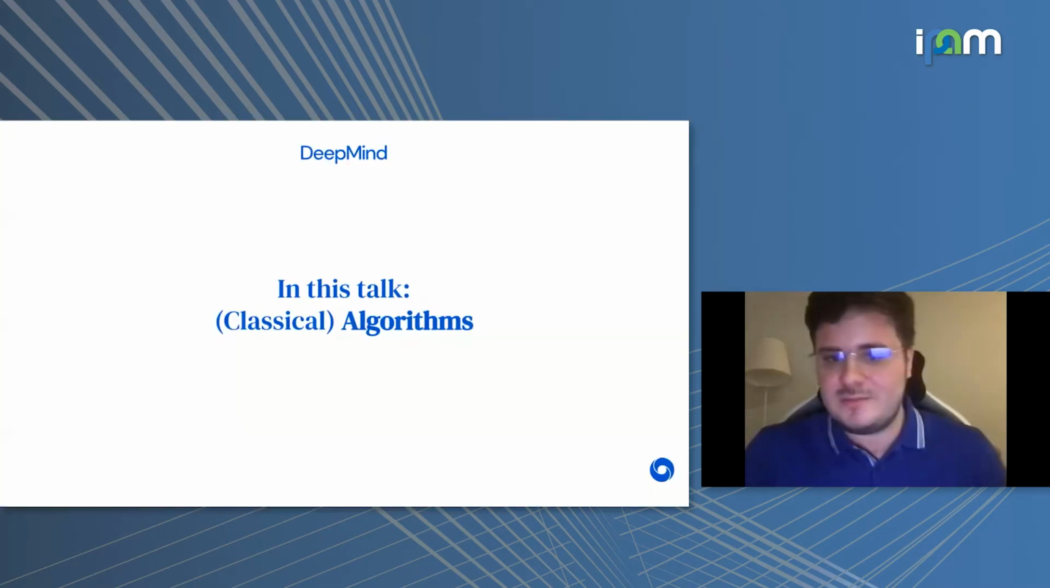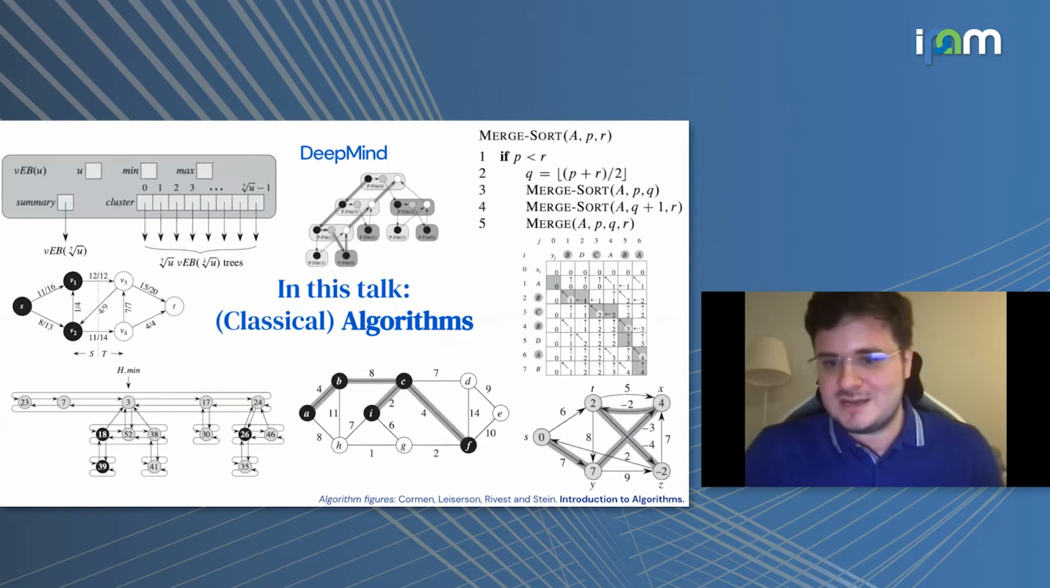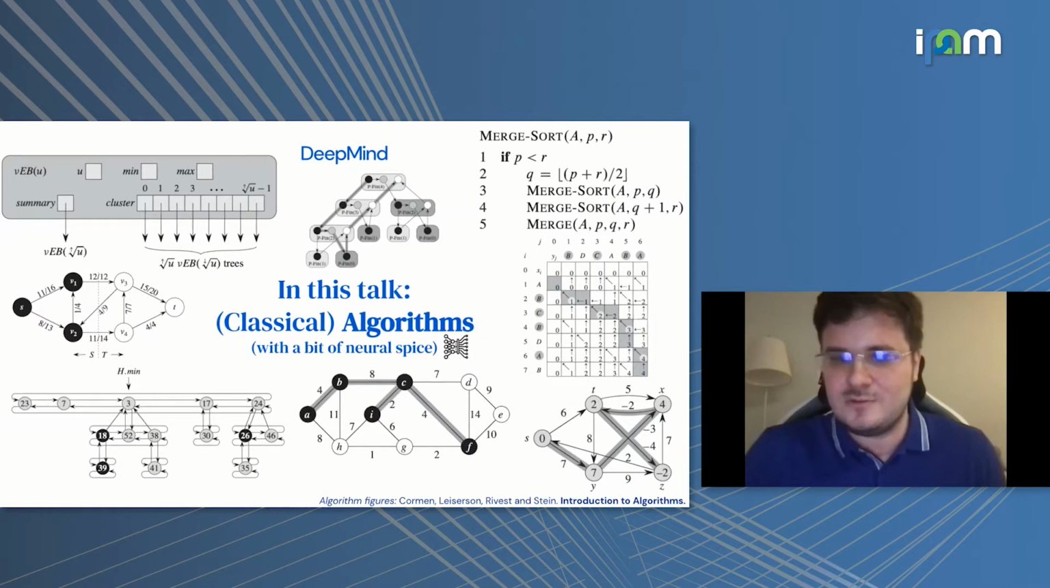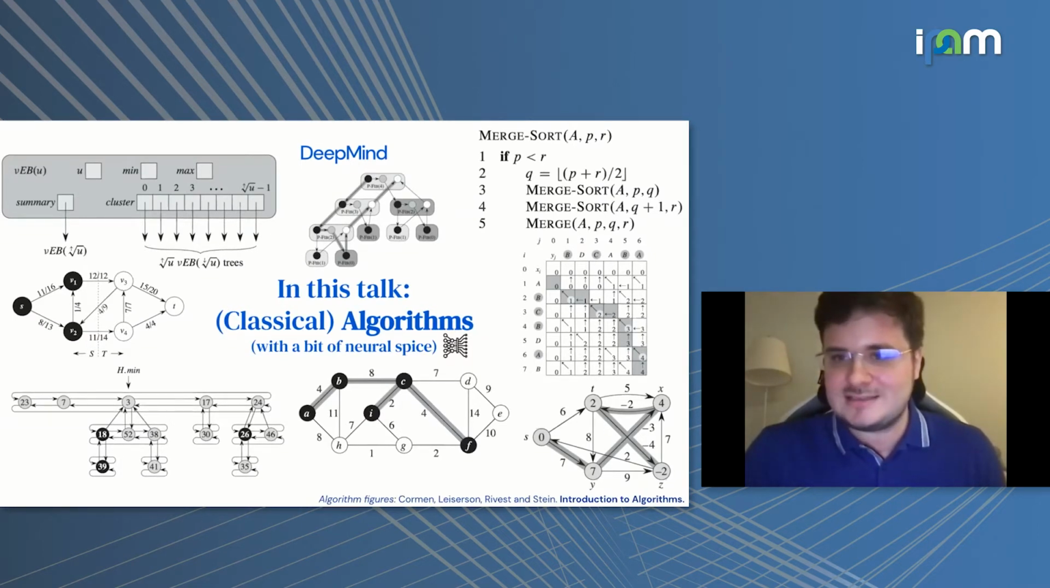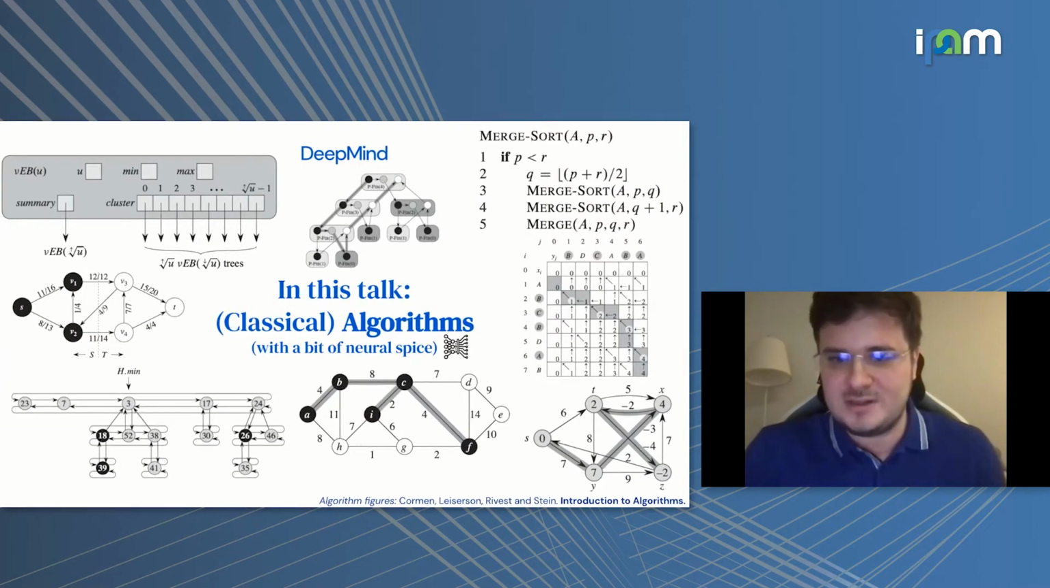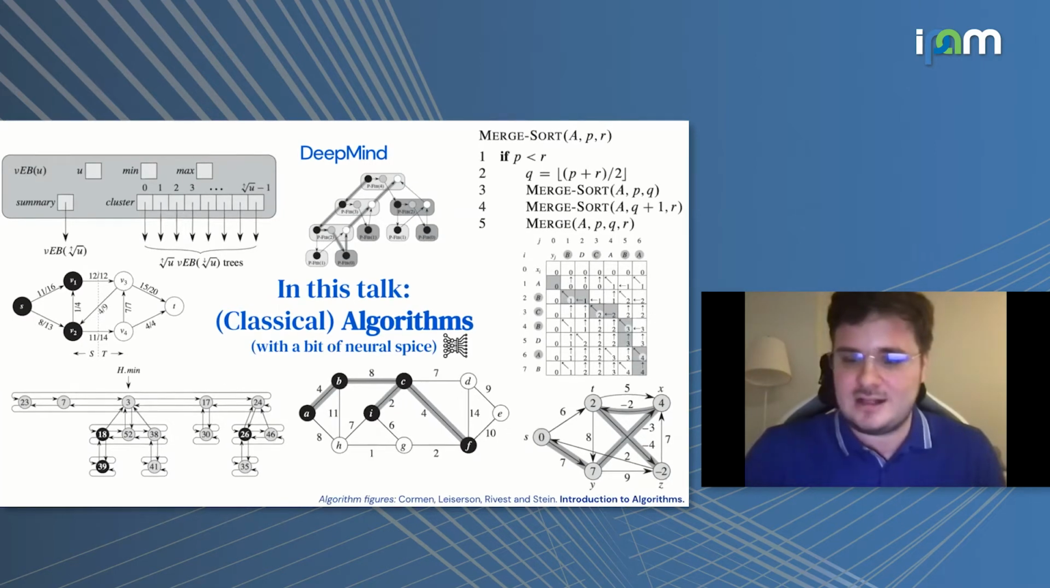So what I'll be talking about today in this talk is largely the classical algorithms that you might encounter in a typical computer science curriculum. So things like sorting, pathfinding, dynamic programming, and so on. And then I will show how, just with a little bit of neural spice in the right place, you will be able to vastly expand the kinds of possibilities that you can have with these classical algorithms.